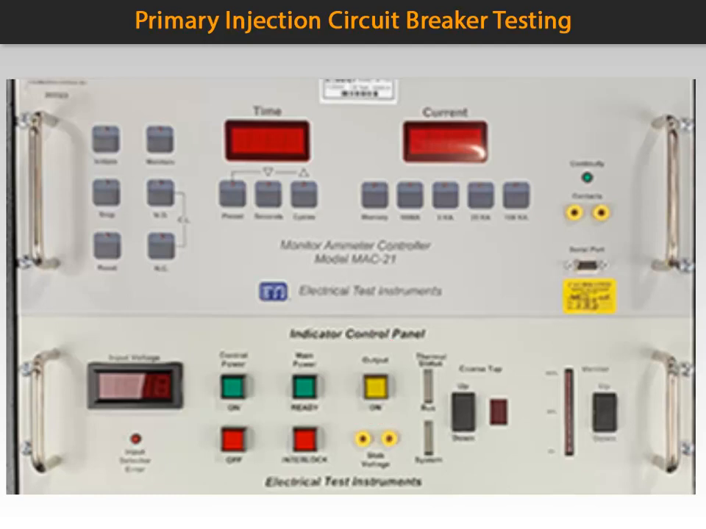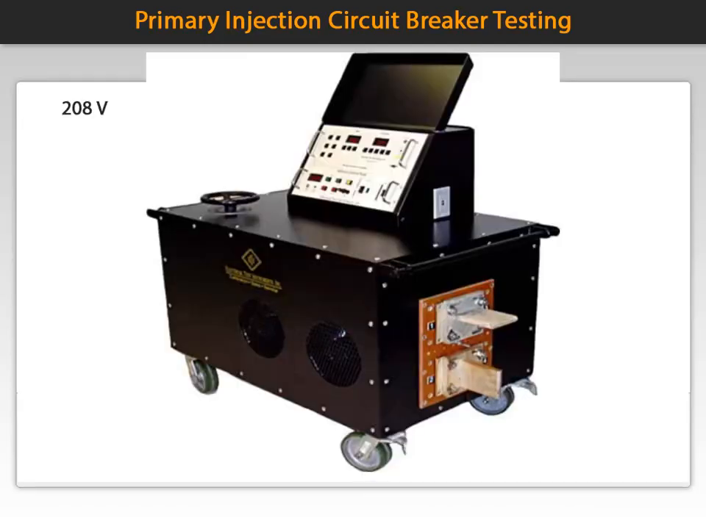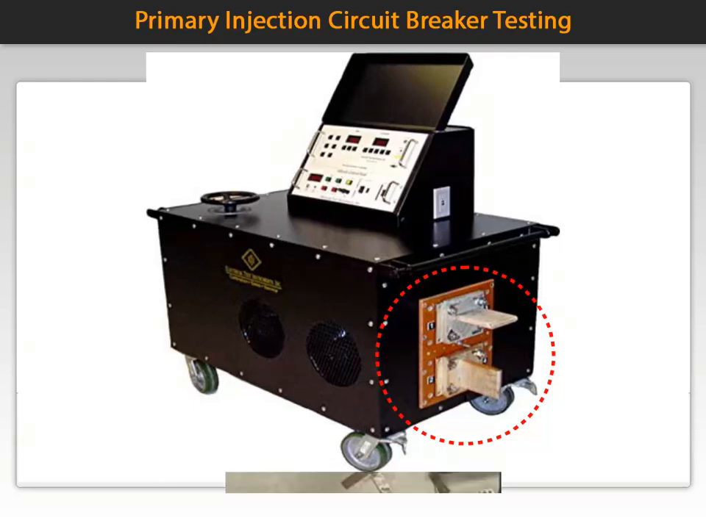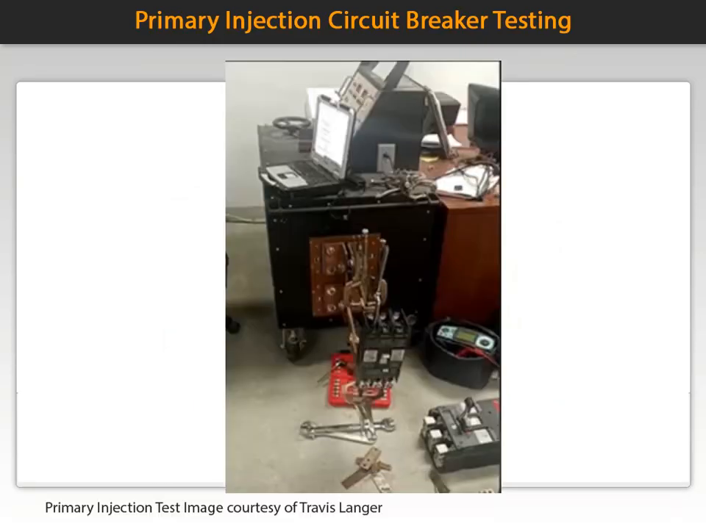The output transformer supplies the bus on the test set, which can be set at 208, 240, and 480 volts, and is capable of generating currents up to 6,000 amps. The output power is available on the bus stabs located on the side of the test set. It is important to note that the test cables need to be sized for the proper current of the device being tested. This image shows a molded case breaker connected during a test. A video of this test will follow on the next visual. The set can also be used on insulated case breakers and low voltage power breakers.